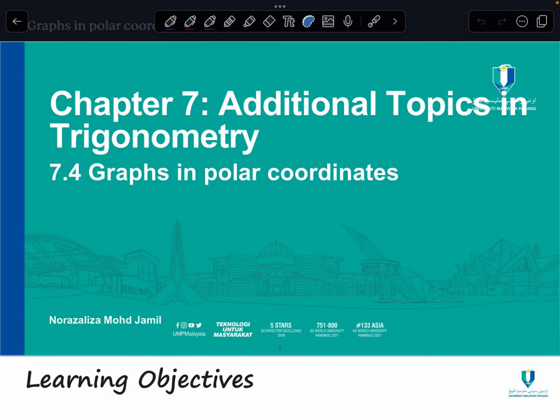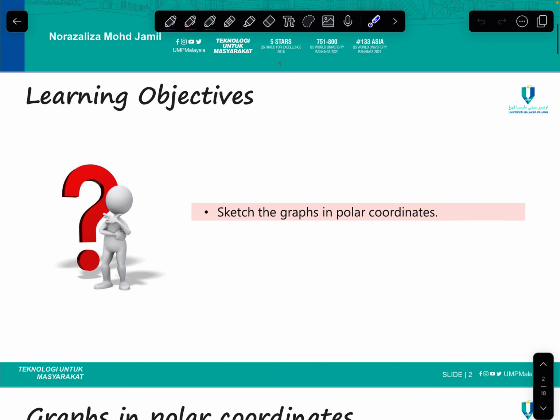Chapter 7, Additional Topics in Trigonometric Functions, under 7.4 Graphs in Polar Coordinates. The objective is to sketch the graphs in polar coordinates.